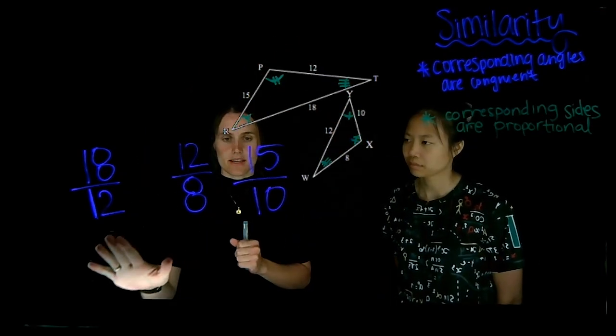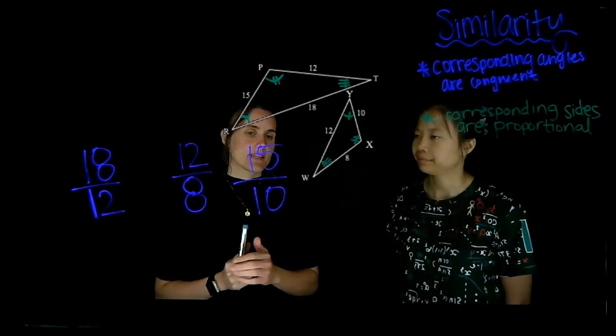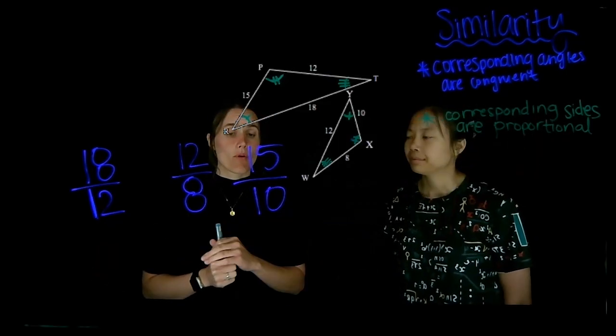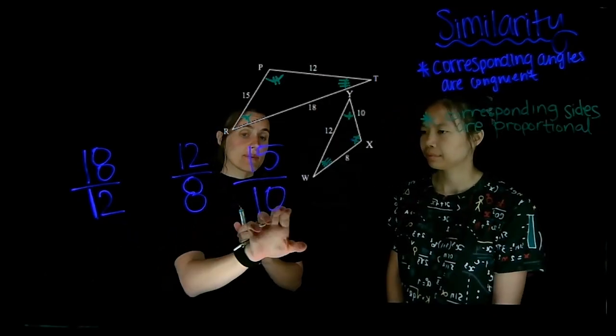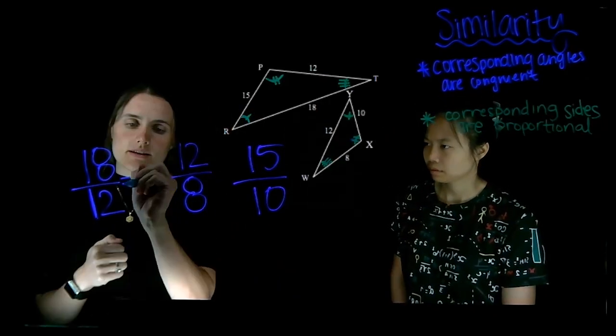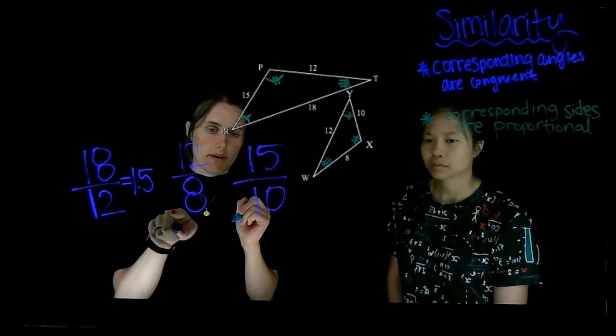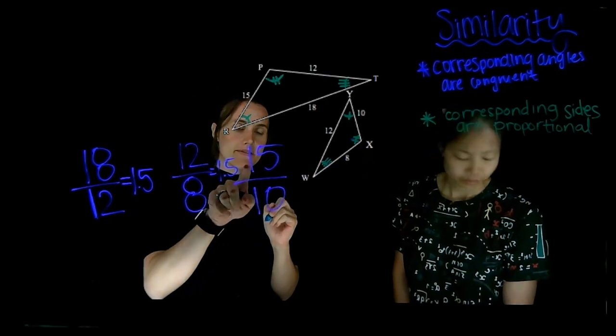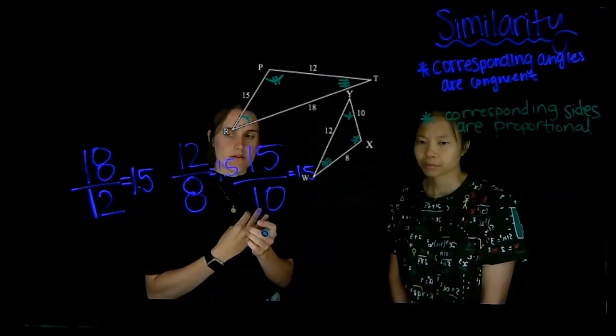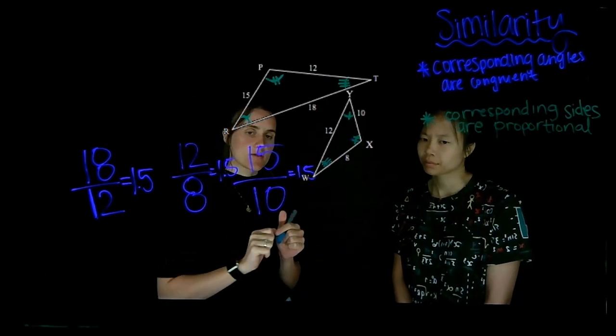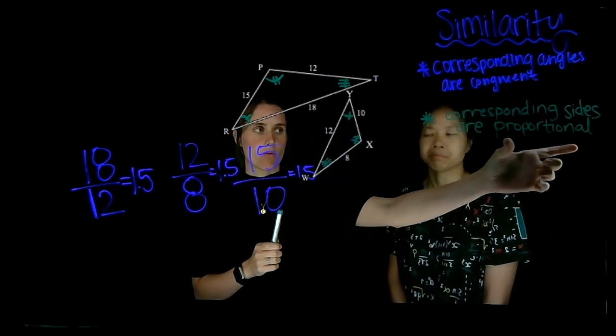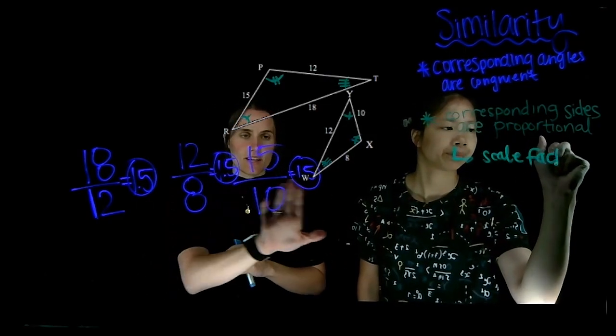Now that we know which sides correspond to each other, we have to see if these sides are proportional. Now remember, proportional means that these fractions should be equal to each other. 18 divided by 12 is going to give me 1.5. 12 divided by 8 is going to give me 1.5. And 15 divided by 10 is going to give me 1.5. So since each of these fractions is equal to each other, it means that these sides are proportional. So this 1.5 right here, this is our scale factor.